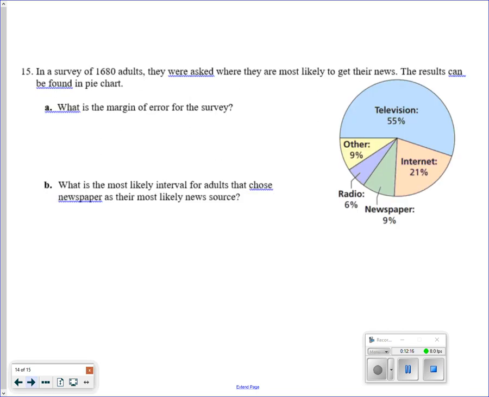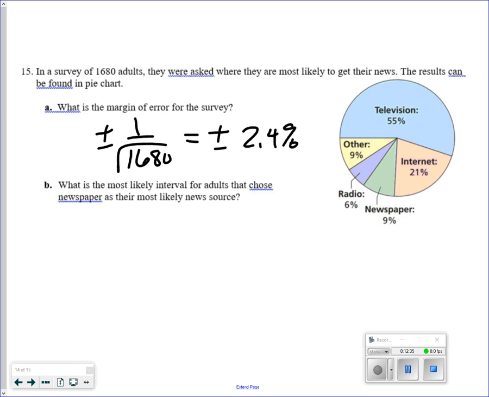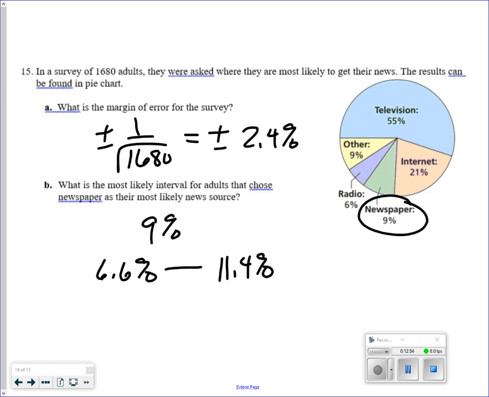So that's what we're going to do in the next question. We're going to find the margin of error. So the margin of error of this particular survey, in which you surveyed 1,680 adults, we're asked which one is their most likely news source. And so that would be a margin of error of 2.4%. So now they're asking what people believe that the newspaper is the most likely news source. So now if 9% is what we got as our actual data, if I subtract 2.4%, that would be 6.6%. And as high as then 11.4% if I added 2.4%.